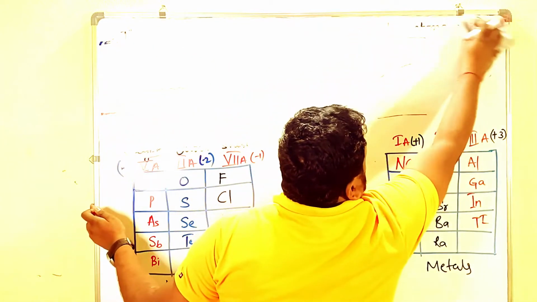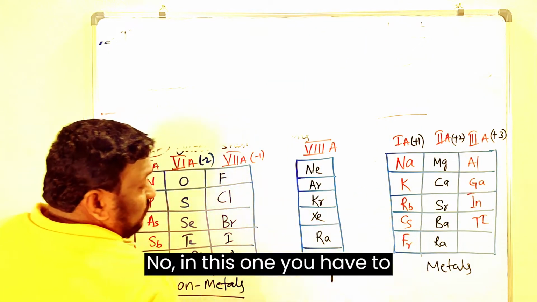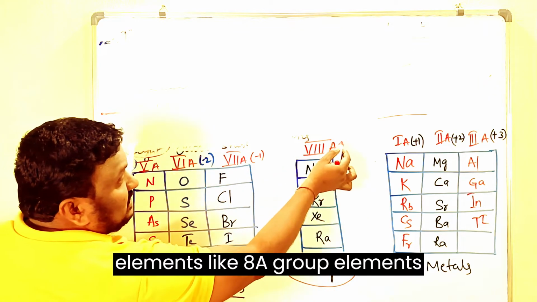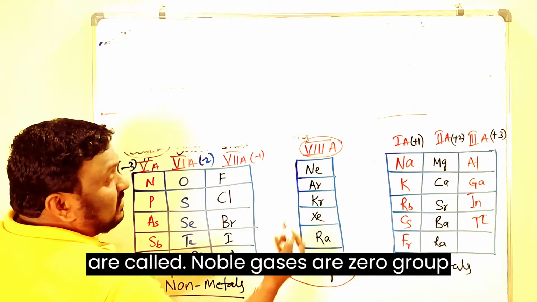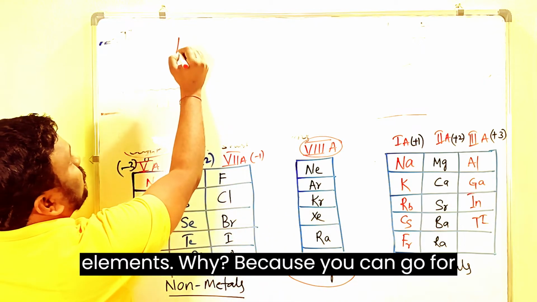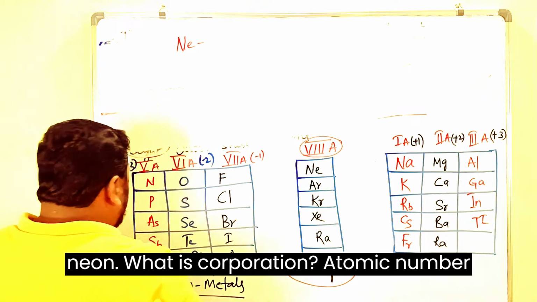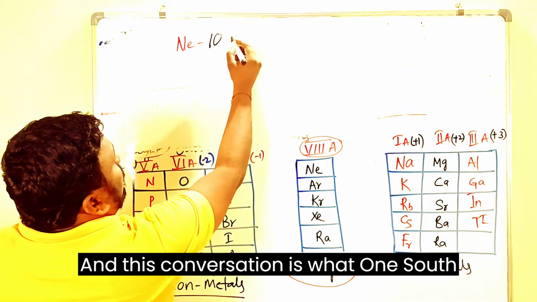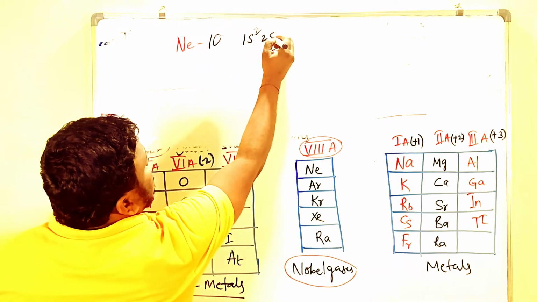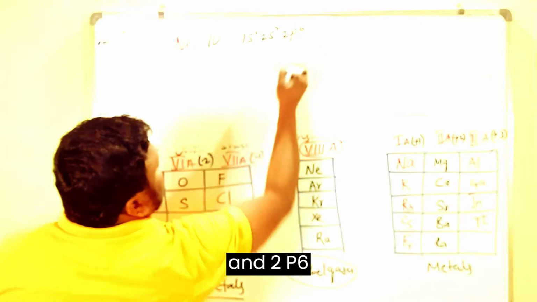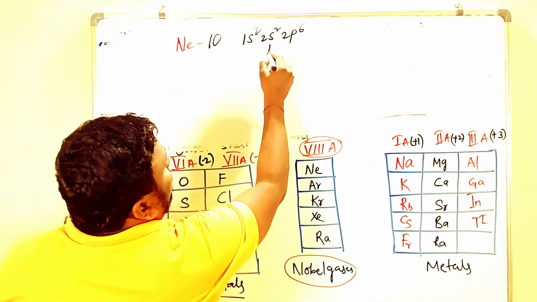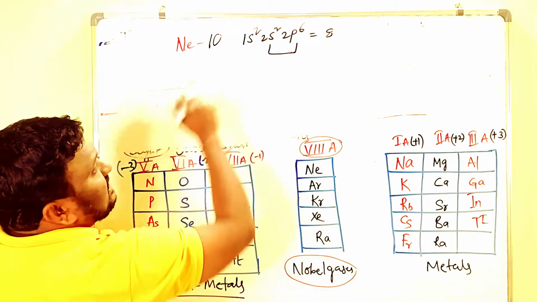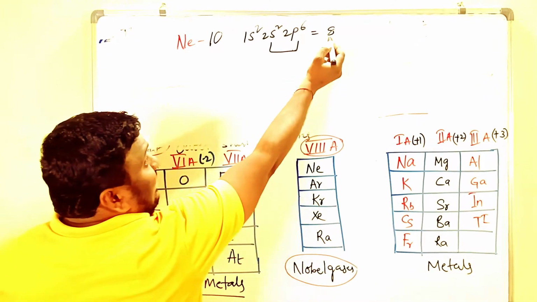Now in this one you have to observe the noble gas elements, like the 8A group elements, which are called zero group elements. Why? Because you can go for neon. What is its configuration? Atomic number is 10, and its configuration is 1s2, 2s2 and 2p6. You can observe how many valence electrons, how many outermost electrons are there: 8. In the outermost shell 8 electrons are there.